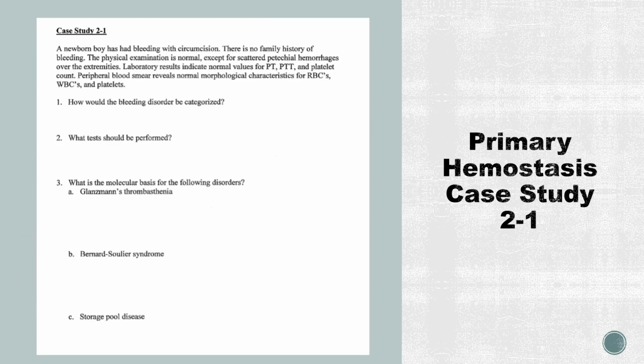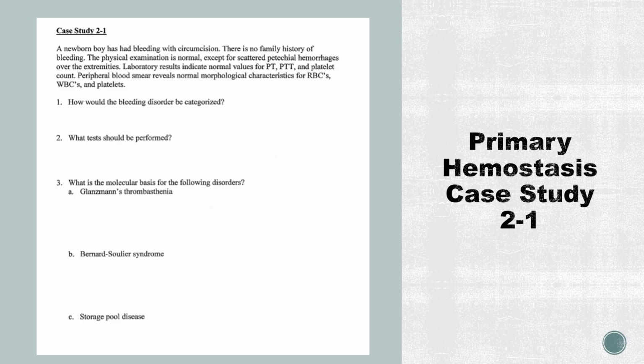All right, case study 1-2. A newborn baby boy has had bleeding with circumcision. There is no family history of bleeding, and the physical examination is normal except for scattered petechial hemorrhages over the extremities. Laboratory results indicate normal values for the PT, PTT, and platelet count. Peripheral blood smear reveals normal morphological characteristics for the red blood cells, white blood cells, and platelets.